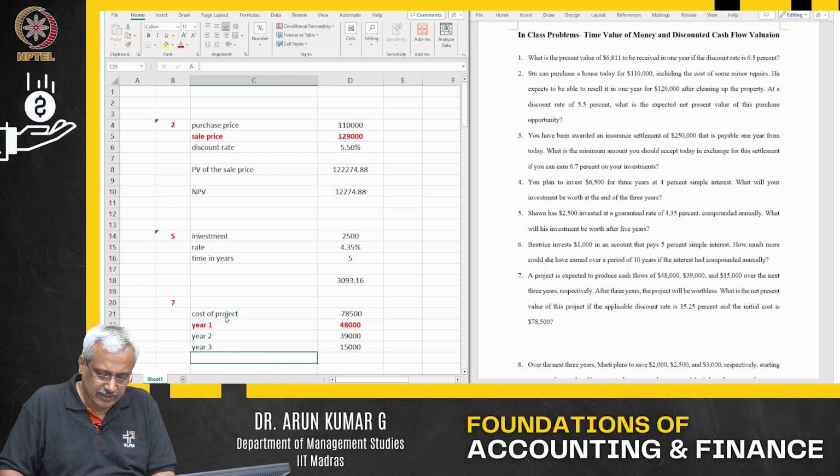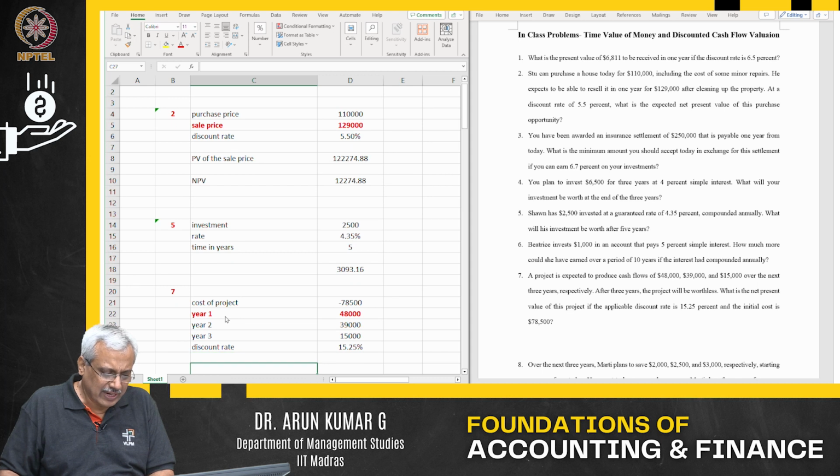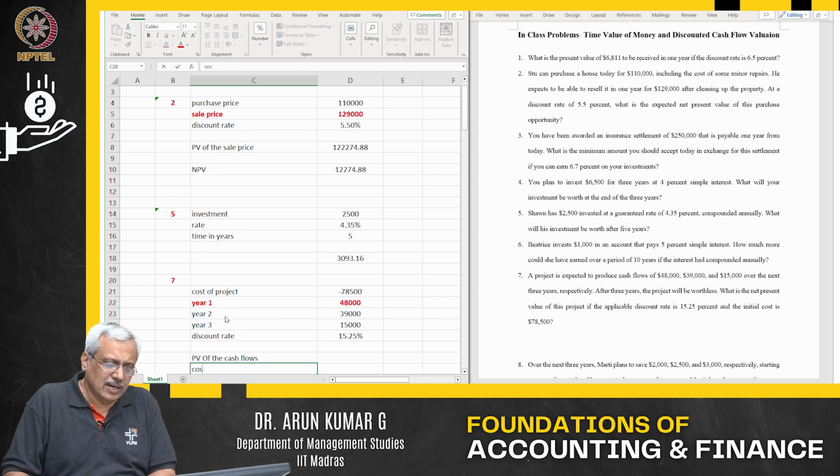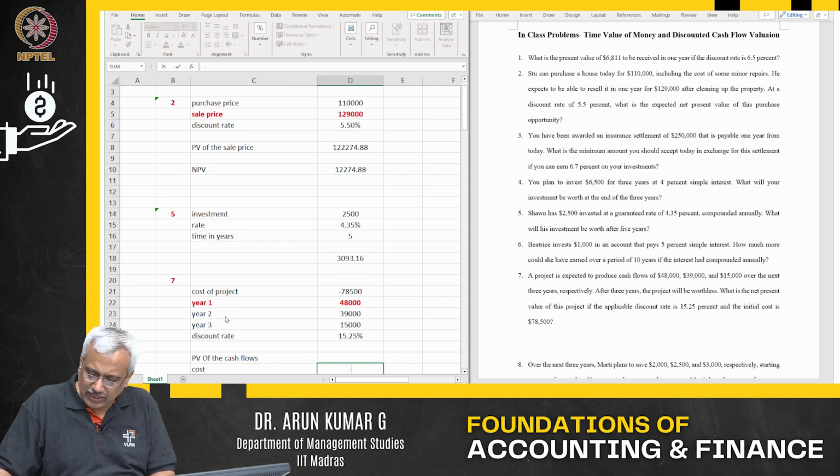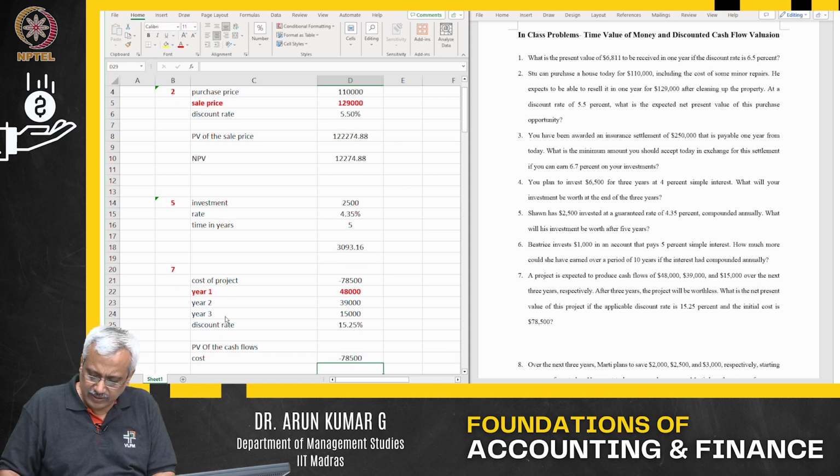What is the discount rate in all these things? 15.25%. So, what is the present value of the cash flows? PV of the cash flows. The cost is as of today, so it will remain the same, 78,500.